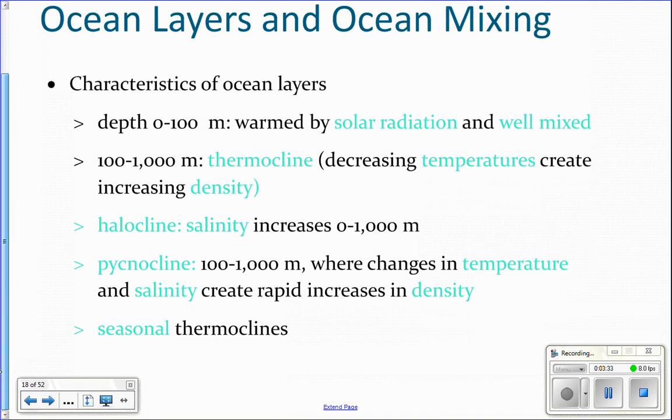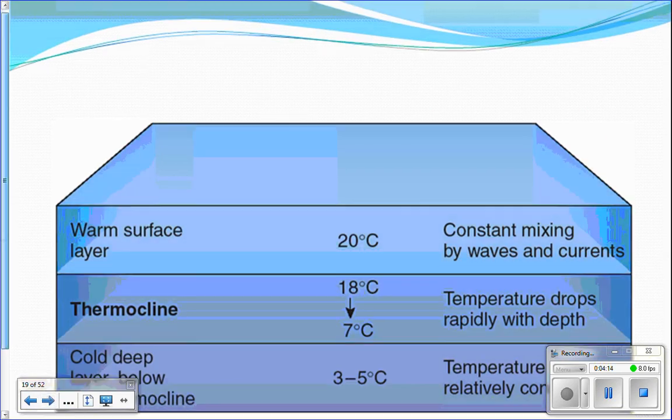The halocline is also going to occur here, which is the rapid increase in salinity with depth, and the pycnocline will also occur here between 100 and 1,000 meters. The pycnocline is a rapid change in density with depth. So the thermocline and the halocline overlap and create the pycnocline. So between 100 and 1,000 meters it will be very rapidly changing in temperature, salinity, and density as you go down. The layer below that is going to be very cold, very salty, and very dense compared to the rest of the water.